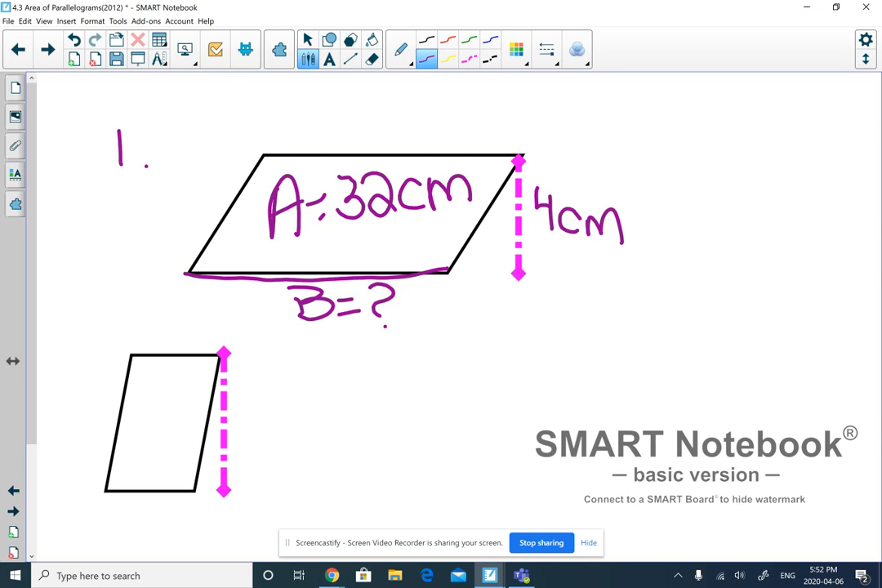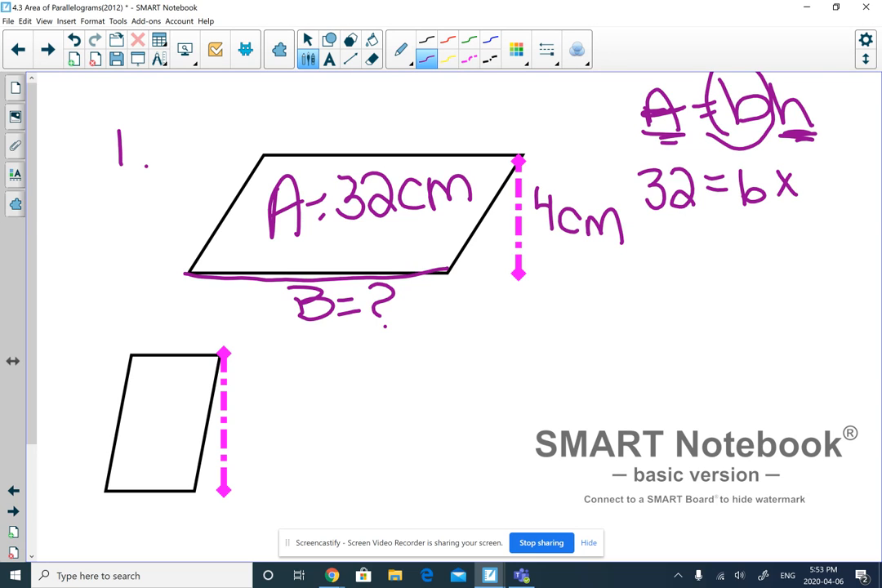So let's go back and look at that formula. Area equals base times height. We have height and we have area. We need to find base. So how do we do that? Area is 32 centimeters and height is 4. If I wanted to solve for B, I would simply do the inverse or opposite operation. The opposite of multiplying is dividing. What I do to one side of my equation, I'm going to do to the other.